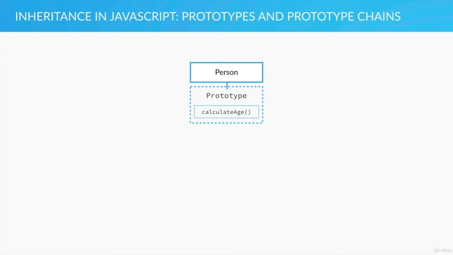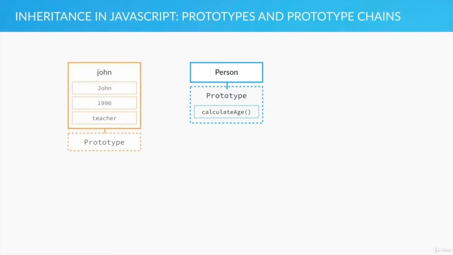But before doing that, it's super important that we get at least a visual overview of what happens behind the scenes. Alright, now how does inheritance actually work? To better understand this, let's go back to our person example, where the person object is the constructor and John is one of the instances.